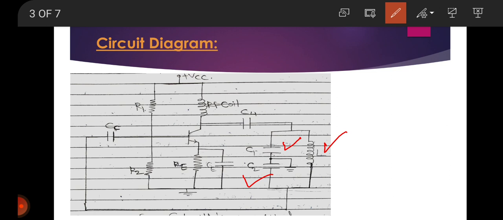See, in this circuit, the combination of C1, C2 and L works as a feedback circuit, which provides a phase shift of 180 degrees. Here, in the last lecture we saw that in the phase shift oscillator, three sections of RC network produce a phase shift of 180 degrees. That is, those networks work as a feedback circuit. In this Colpitt's oscillator, C1, C2 and L work as a feedback circuit.